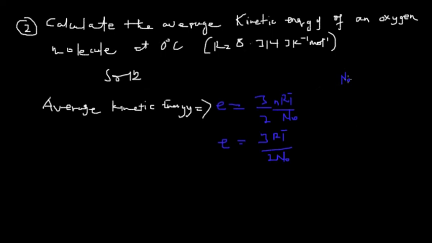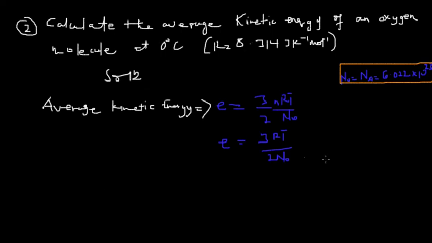Note that your Avogadro's constant, or N_A, is equal to 6.022 times 10 to the power 23. This is your Avogadro's constant. So keep this in mind, very important.